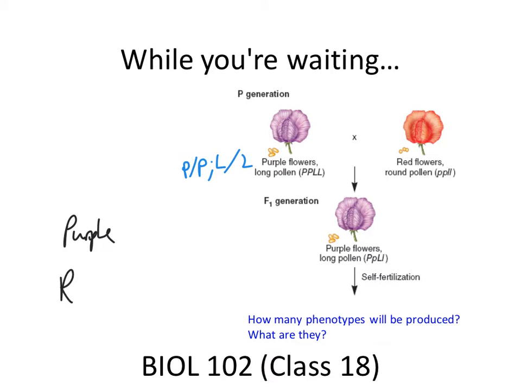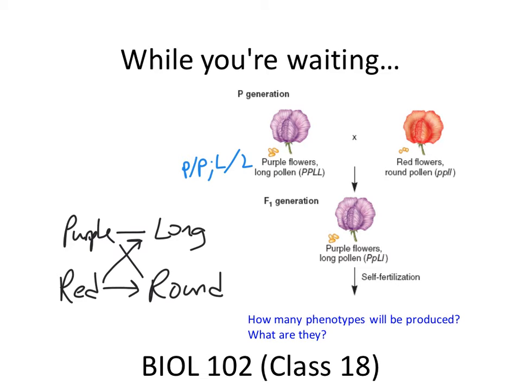You've got two colors, and you've got two different pollen types. So hypothetically, what are all the combinations of these traits that you could make? You could either combine purple with long pollen or purple flowers with round pollen. And you could combine red flowers with long pollen or red flowers with round pollen. So there are 4 different phenotype combinations that you could make.